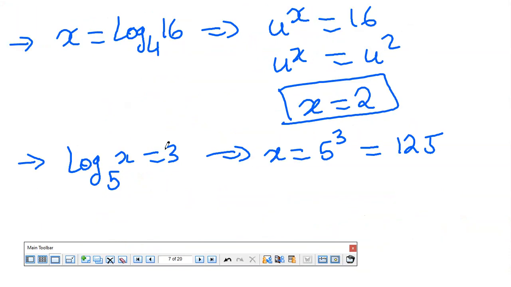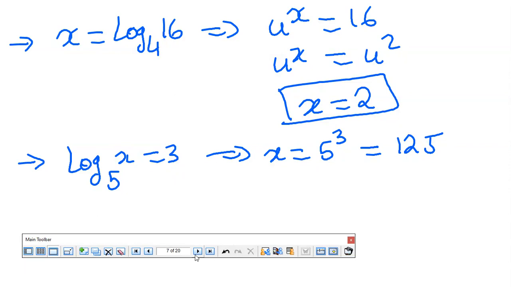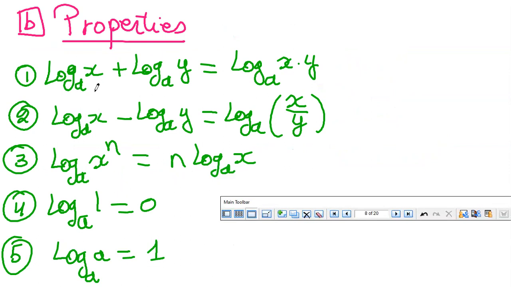I can have different cases to solve for x. For example, here x is the answer. x is equal to log base 4 of 16. It means 4 exponent x is equal to 16. 4^x is equal to 4 squared, so x is equal to 2. And sometimes the variable could be inside. So log base 5 of x is equal to 3, so x is equal to 125. Guys, it's very easy. It's just about algebra. It's nothing more.